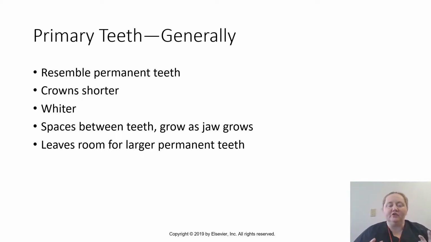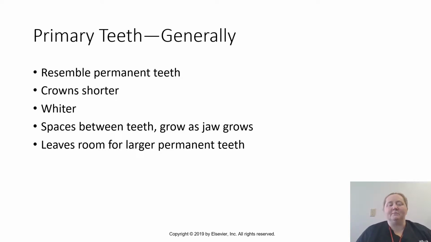Primary teeth. In general, they do resemble the permanent teeth with one exception, and that's the primary first molars. They don't resemble any other tooth, okay? The second molars often resemble the first molars of the permanent dentition, but that first molar, deciduous molar, doesn't look like anything else, okay?